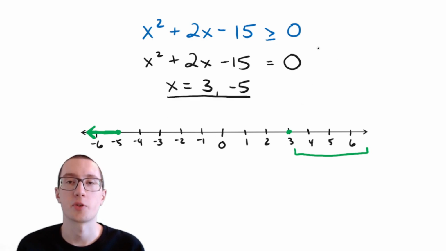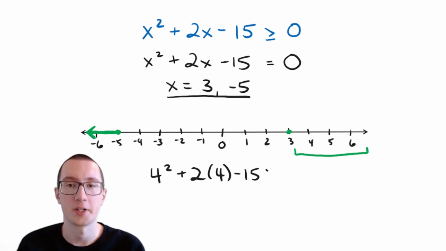So whenever we see x, we're going to replace it with 4. So 4 squared plus 2 times 4 minus 15 is greater than or equal to 0. So 4 squared, that's 4 times 4, which is 16, plus 2 times 4, which is 8, minus 15 is greater than or equal to 0.